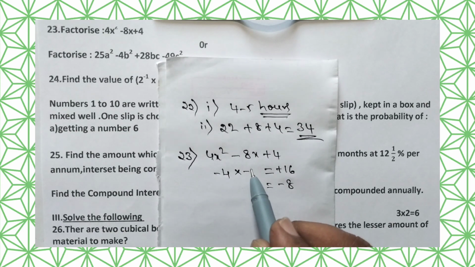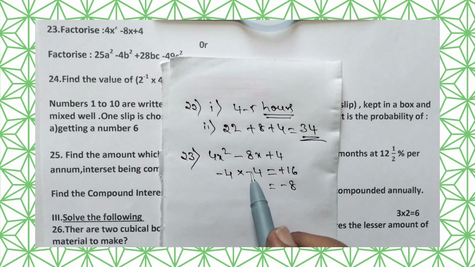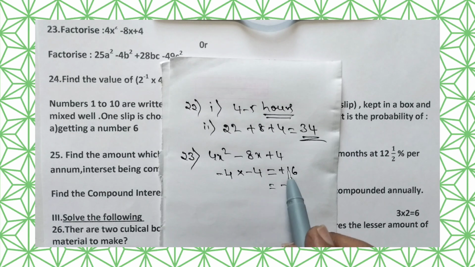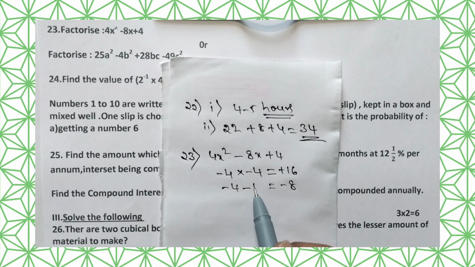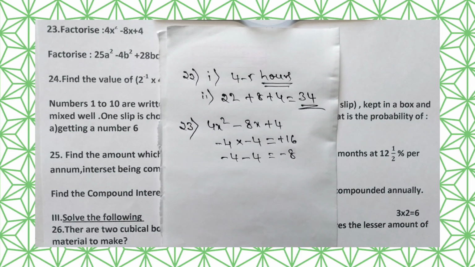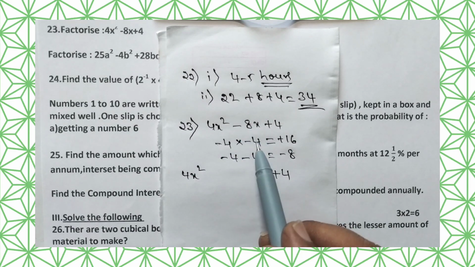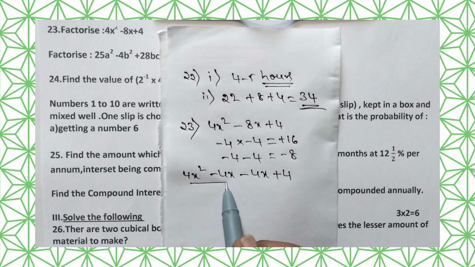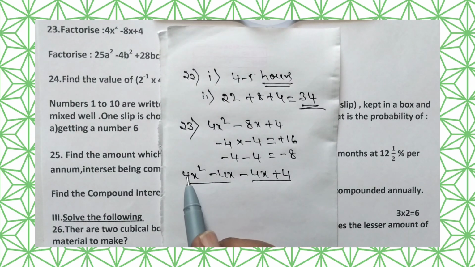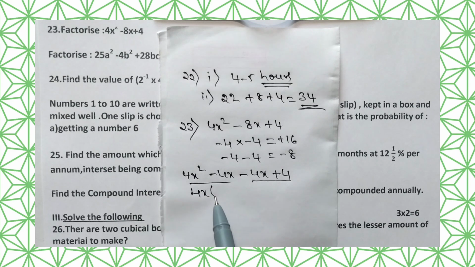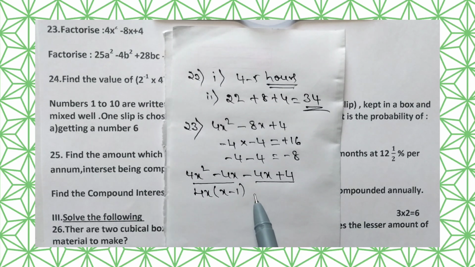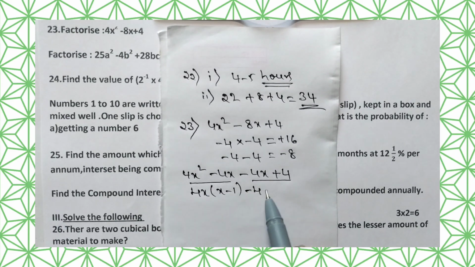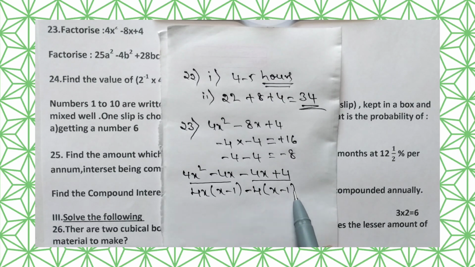One is -4, another one is also -4. Minus into minus is plus, 4 fours are 16. Then minus 4 minus 4 is minus 8. So first 4x² as it is, then plus 4 as it is. Minus 8x can be written as minus 4x minus 4x. Make these two one group and these two one group. What is common to these two? 4x. Then what is remaining? x minus 1. Then among these two, minus 4 is common. Then remaining is x minus 1.